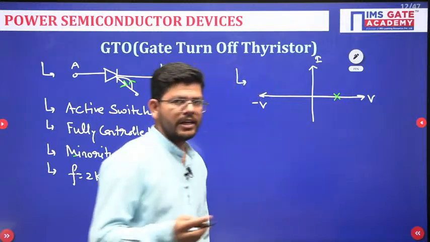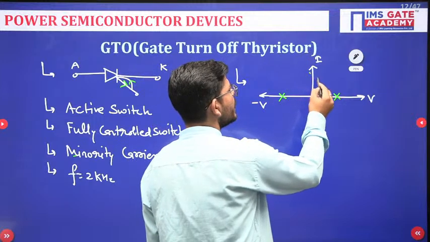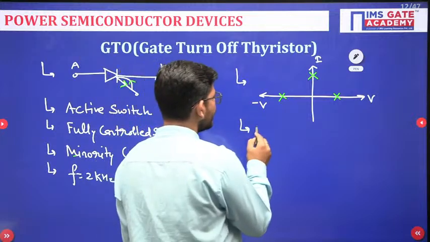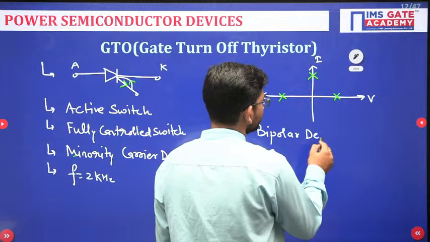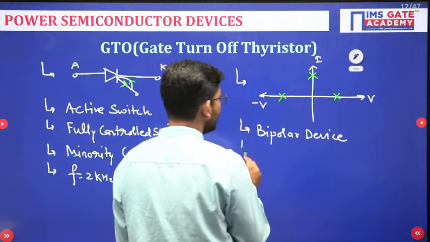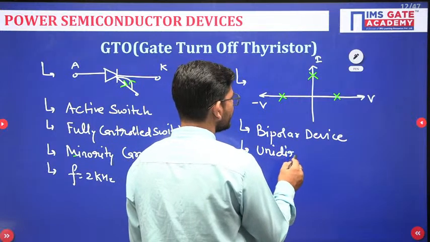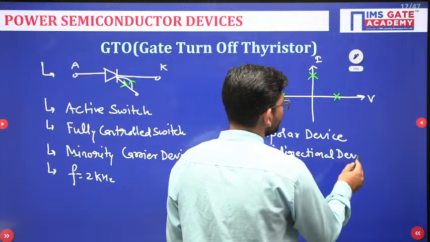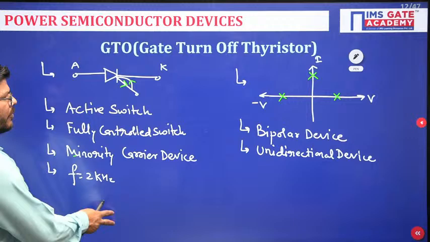Positive voltage, it will block. Negative voltage, it will block. When you give the positive gate current, it will conduct. So what type of device is this? This is a bipolar device, and this is also a unidirectional device. So bipolar unidirectional device. Okay, this is all about the GTO.